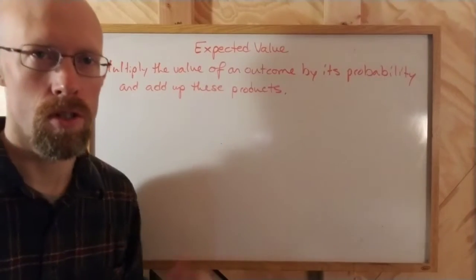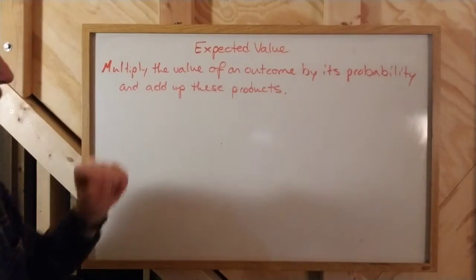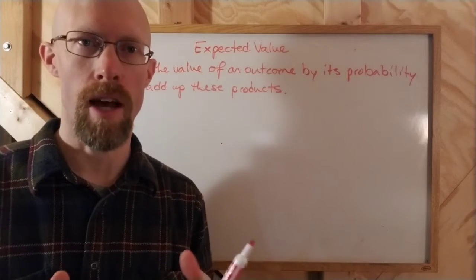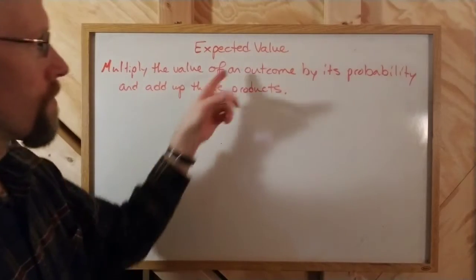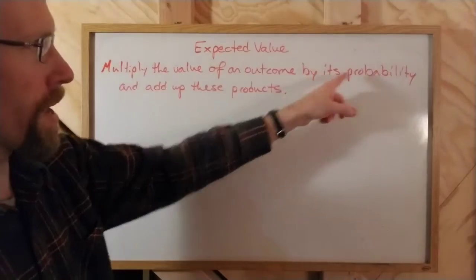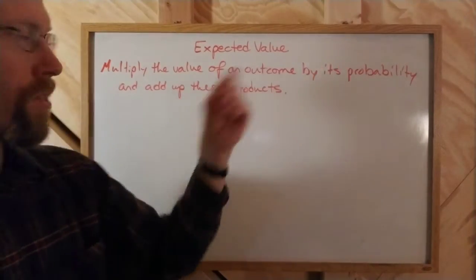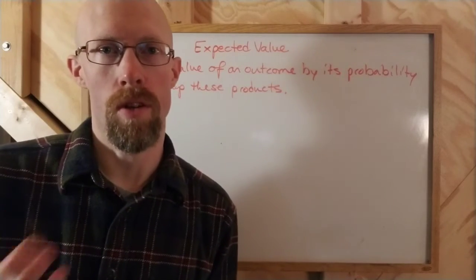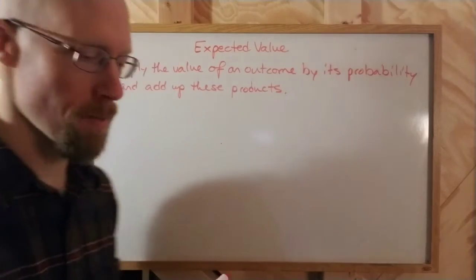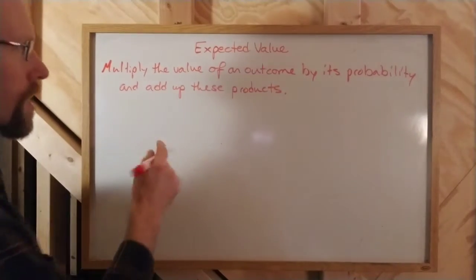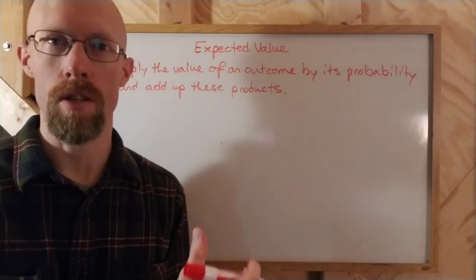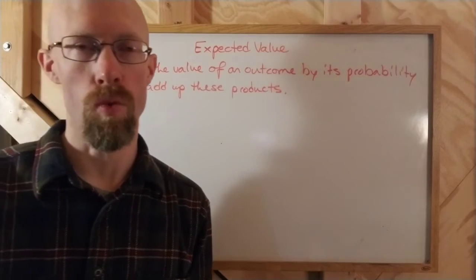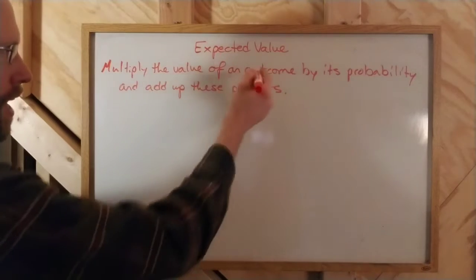Just real briefly, the way that you calculate an expected value is you multiply the value of the outcome, like the numbers 1 through 6 on a die roll, by its probability, and add those products together. I'll give you the example with the dice roll. It's a very common, basic example. Each of the 6 numbers has a 1/6 chance of being rolled, so the probability is 1/6.